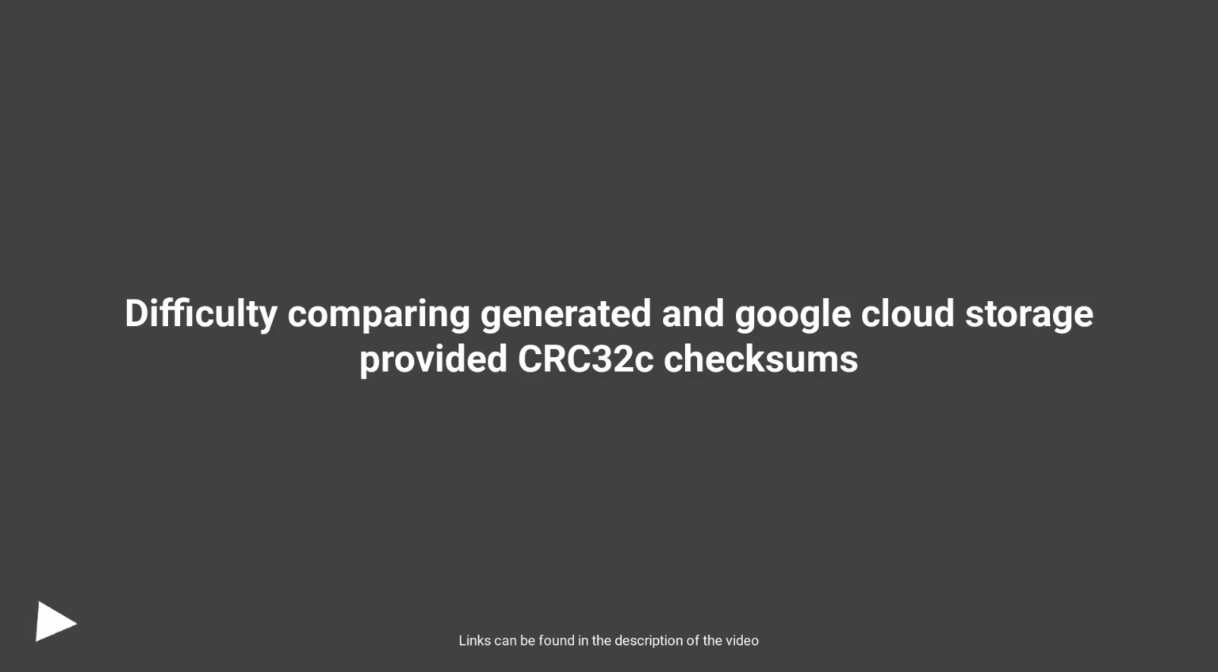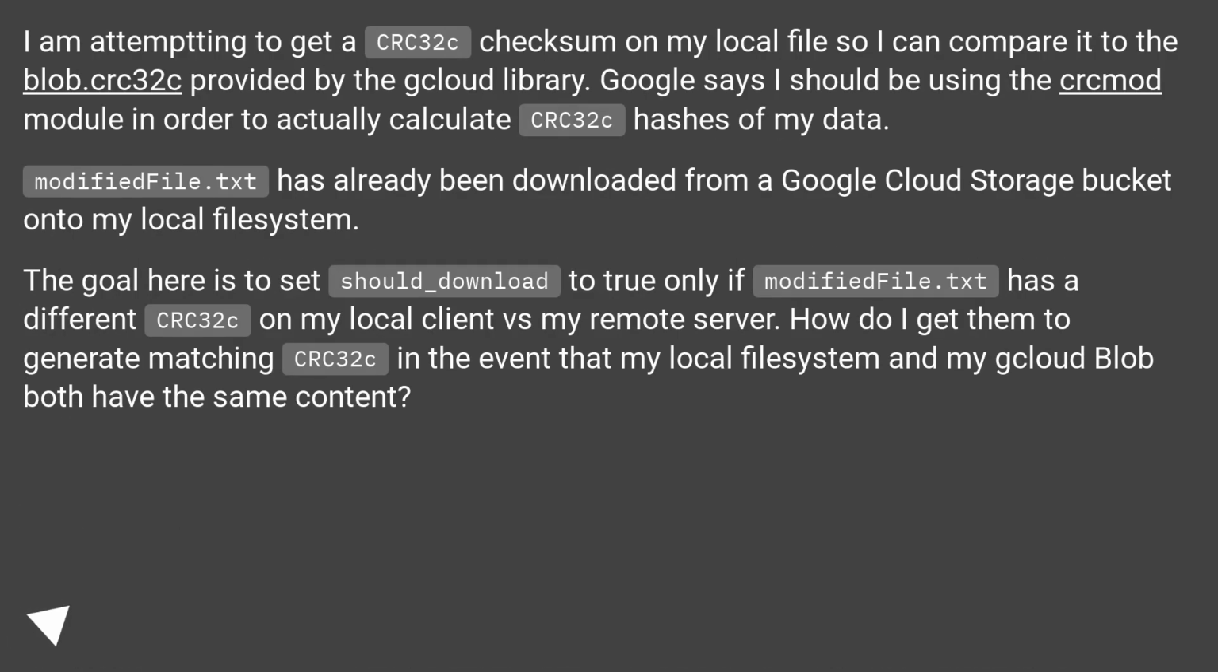Difficulty comparing generated and Google Cloud Storage provided CRC32c checksums. I am attempting to get a CRC32c checksum on my local file so I can compare it to the blob.crc32c provided by the cloud library. Google says I should be using the crcmod module in order to actually calculate CRC32c hashes of my data.